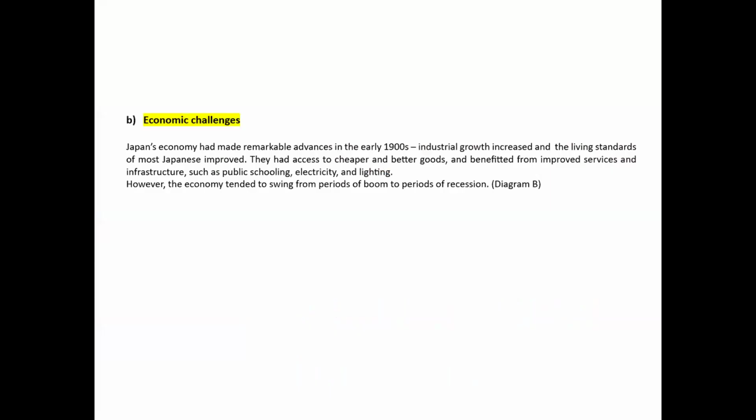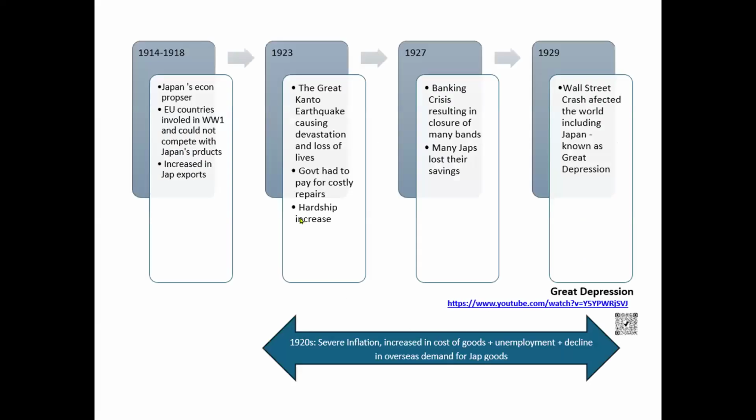Now let's look at it economically. While Japan had actually been progressing and quite successful, and the standard of living was way better, it tends to swing from periods of boom to periods of recession. The beginning was good, but there was this unfortunate incident, which was the earthquake, and it shook both Tokyo as well as Yokohama. There is a video, you can watch it.